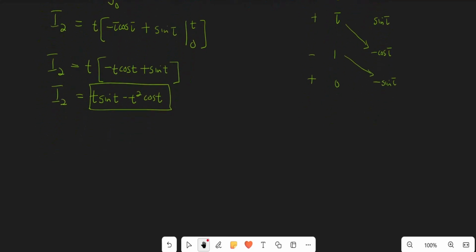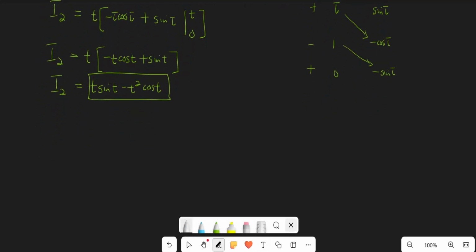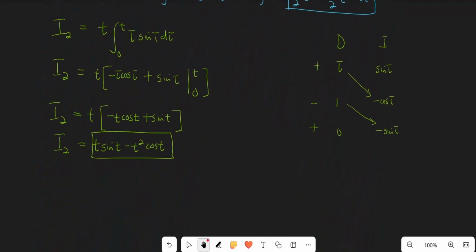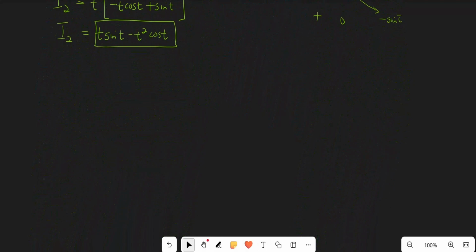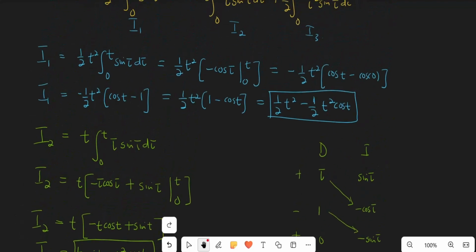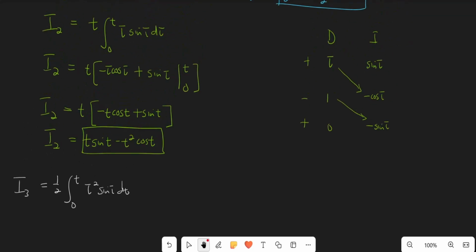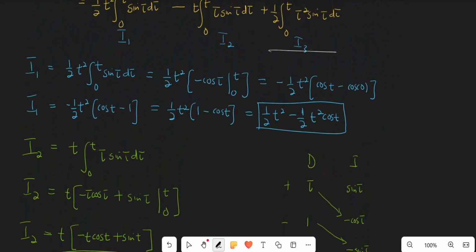Job done for I2. So now let's go to I3. Let me do that in white. So I3 is 1/2 the integral from 0 to t. I'm sorry, there's no t. So I3 is going to be 1/2 the integral from 0 to t of tau squared and then sine of tau and then d tau. This is I3. That is what we have here as I3.